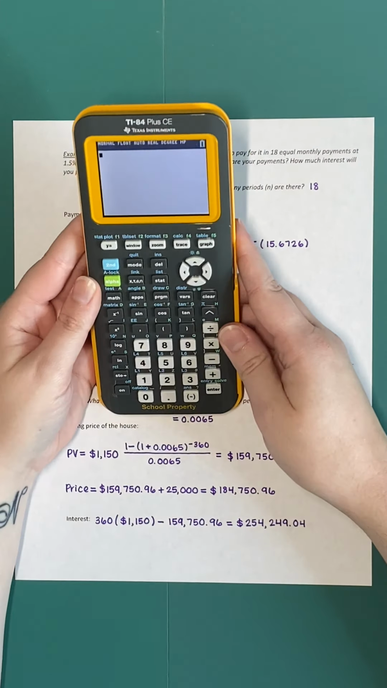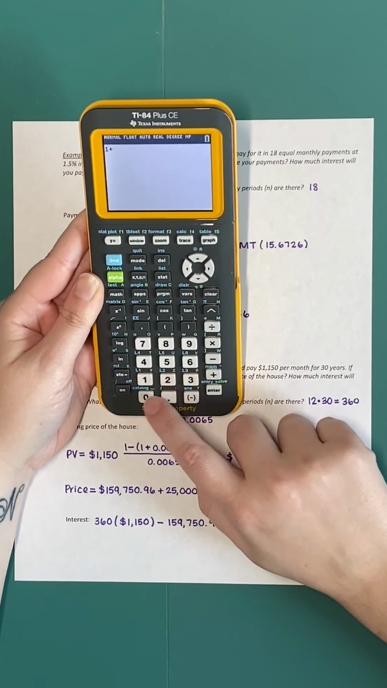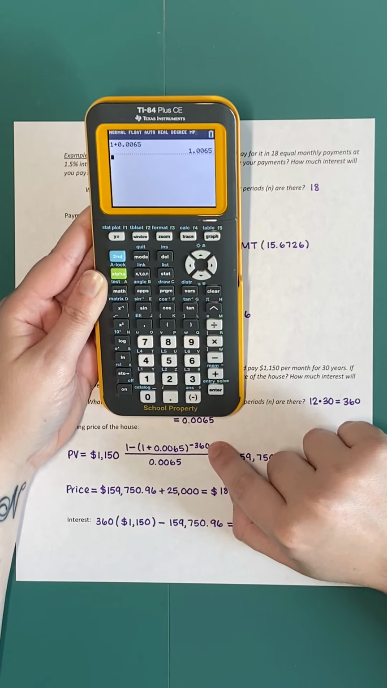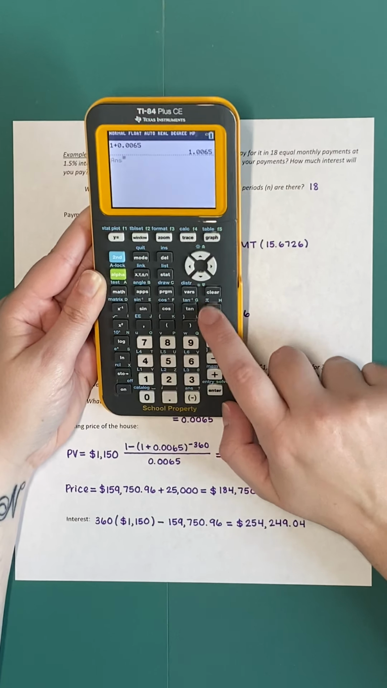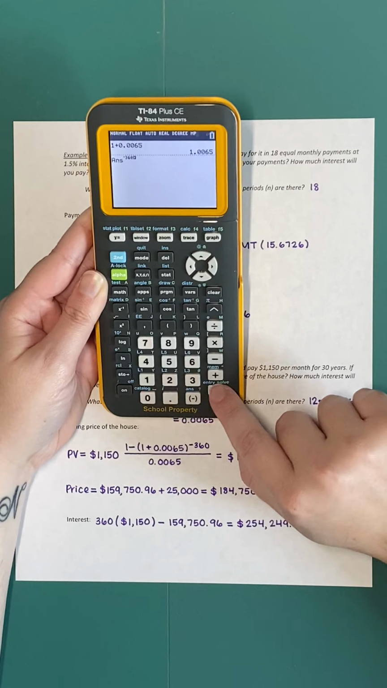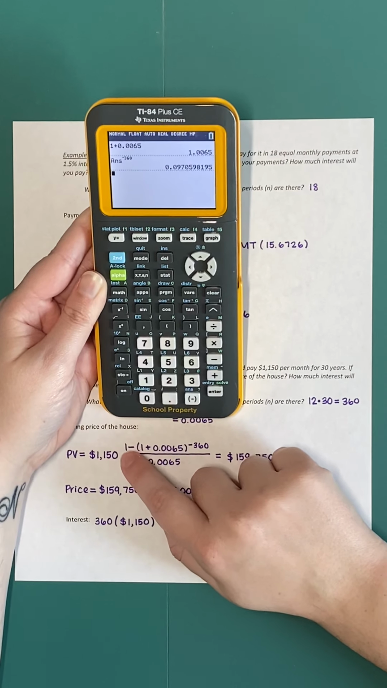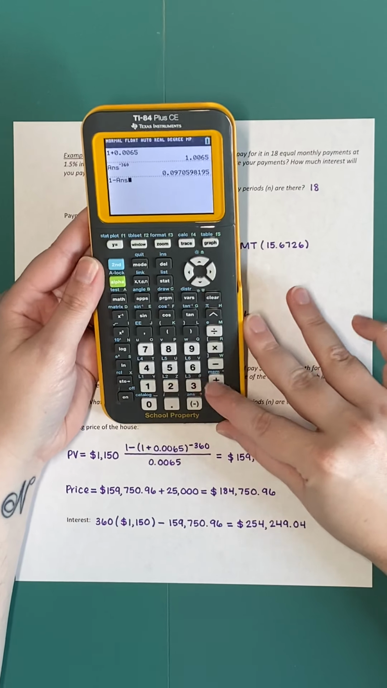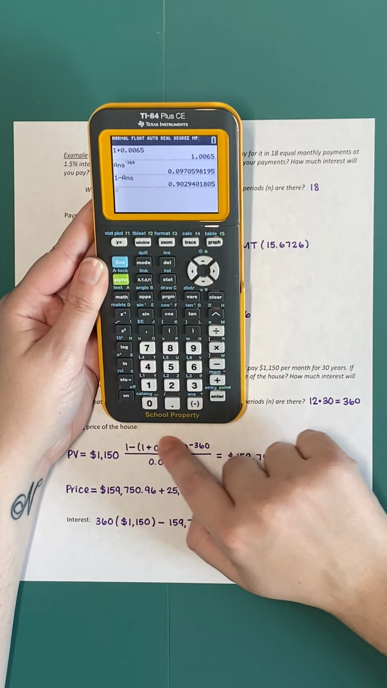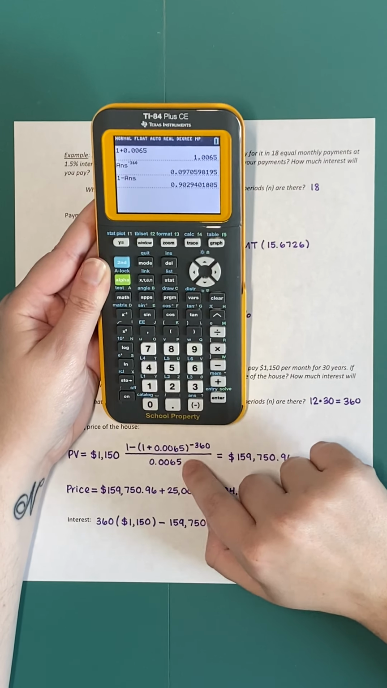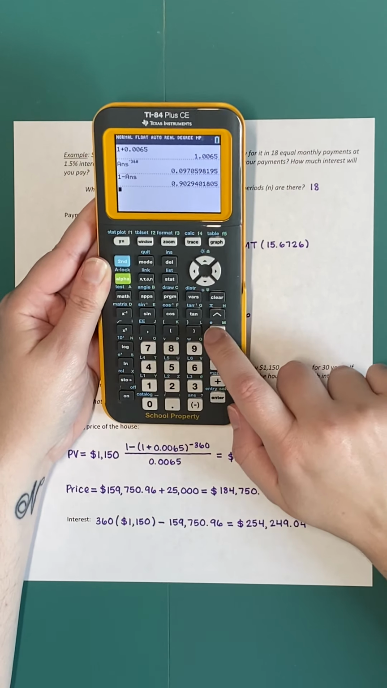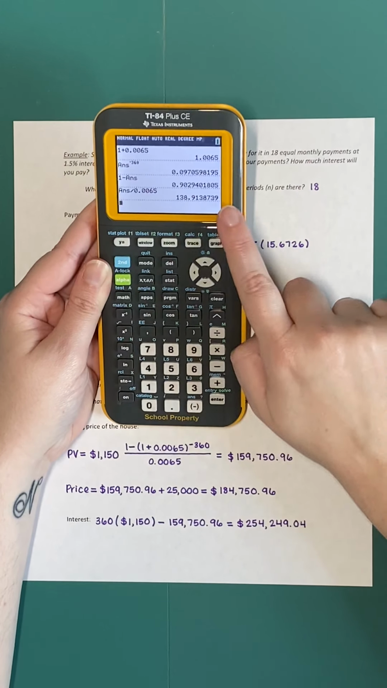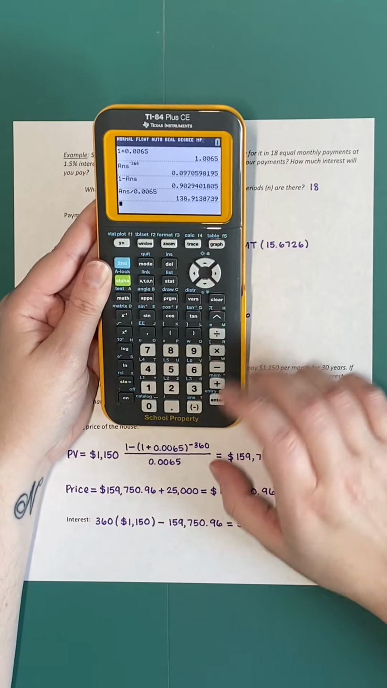Okay, so in parentheses, 1 plus 0.0065. Now that's being raised to the negative 360 power. Now it's 1 minus that amount. So 1 minus the amount we just found, and that is going to be our numerator. So we're dividing that by our rate per period, divided by 0.0065. And you'll notice we get a pretty big number overall, so 138.9.